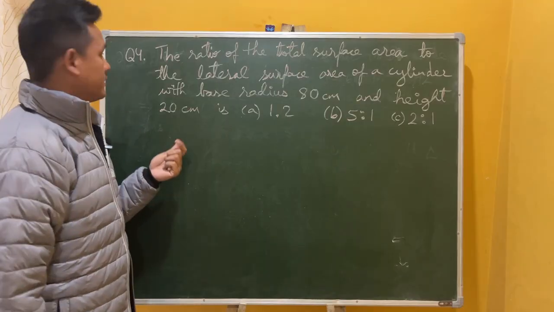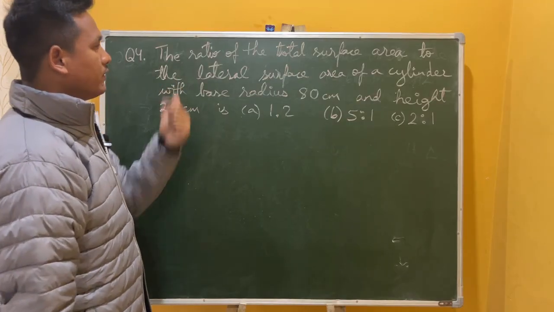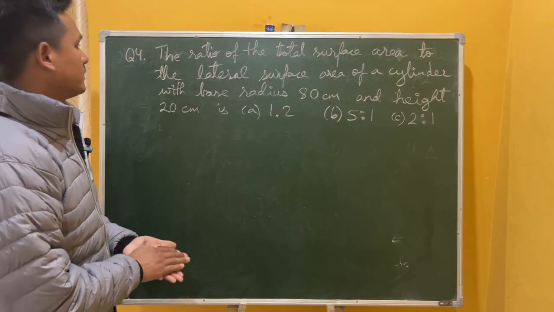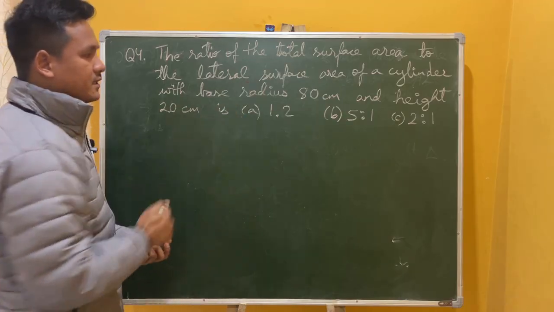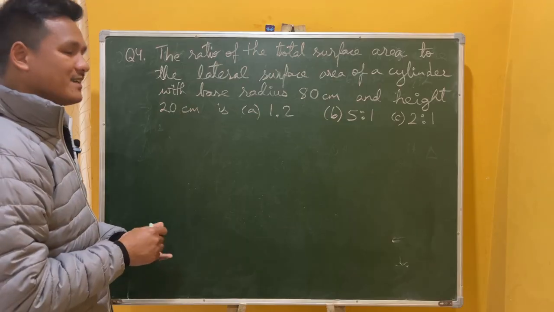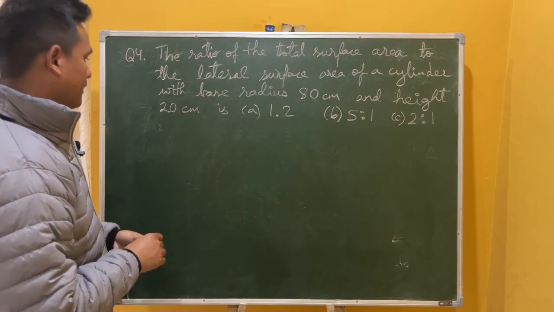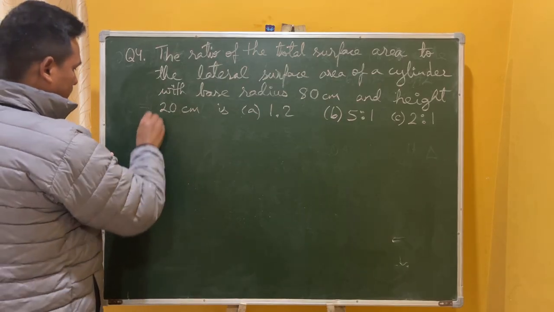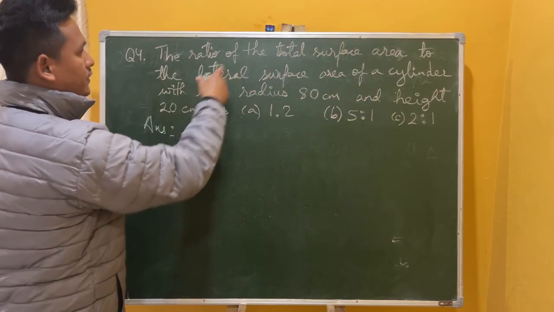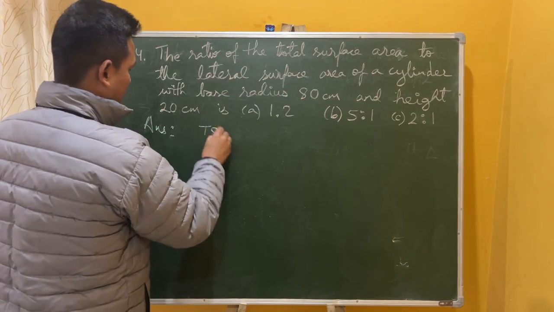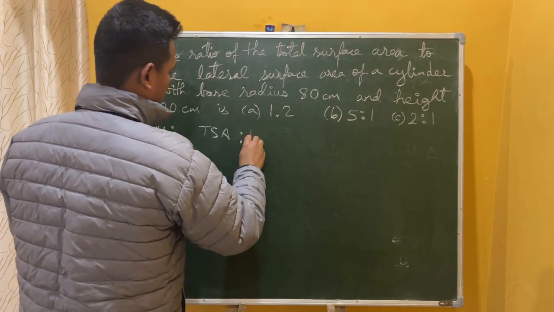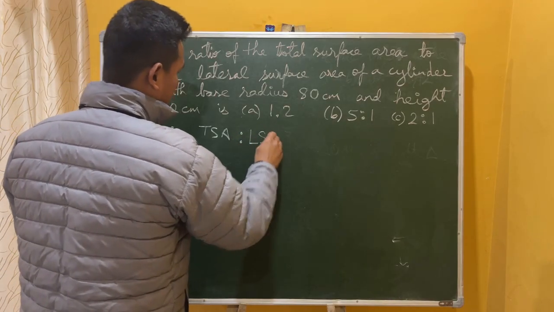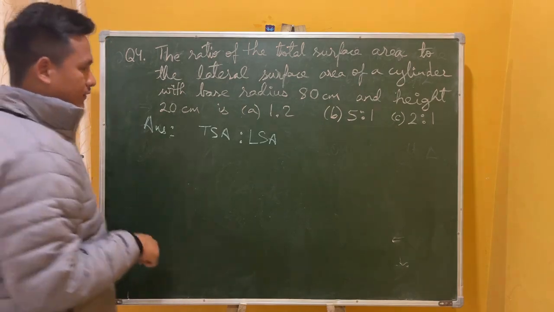All right, this is our fourth question. The ratio of the total surface area to the lateral surface area of a cylinder with base radius 80 centimeter and height 20 centimeter is, we'll have to find the ratio. Now, ratio of the total surface area to the lateral surface area. So lateral surface area is also called the curved surface area.